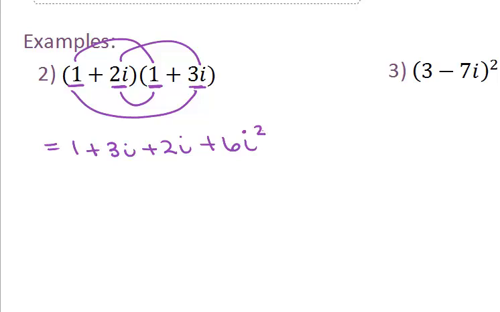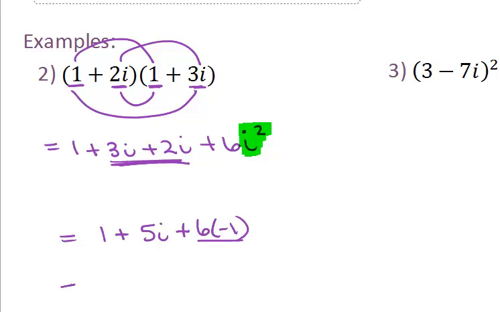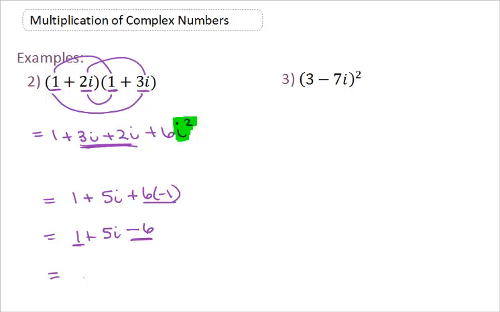To simplify this, we can combine our like terms in the middle here. 3i plus 2i does simplify to give us 5i. As well as we just learned, anytime that we have an i squared, that becomes negative 1. So, copying down the rest of the problem, I have 1 plus my 5i at the beginning, plus 6 times a negative 1. Well, I can simplify that. That gives me a minus 6. And now I can combine like terms. 1 plus a negative 6, so 1 minus 6 gives me negative 5, plus 5i. Now it's in the form of a plus bi, so we have our final answer.